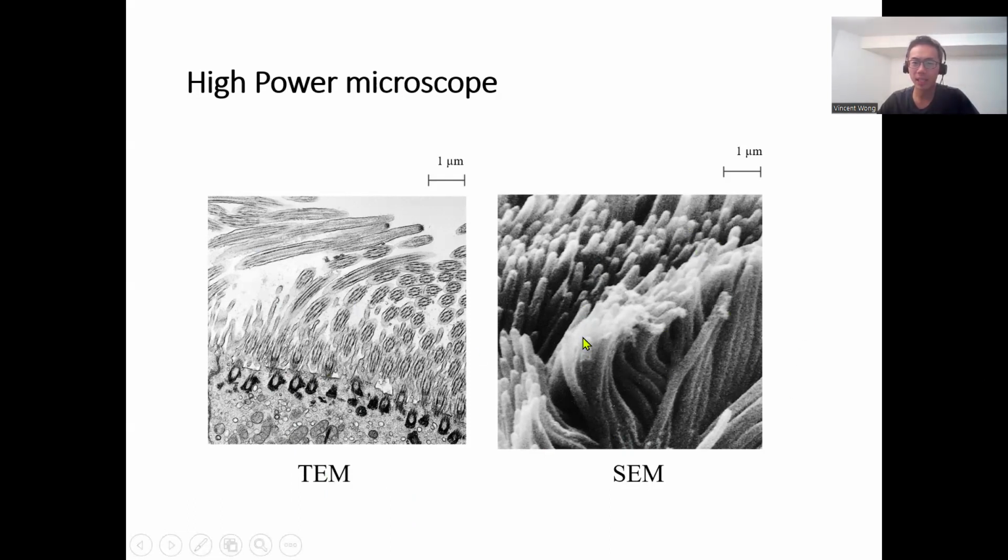Right? Does anybody want to guess what we're observing here? What are we looking at? It's something that's found in the body. Anyone know? No guesses? All right, so these are called cilia, which are found in the airway.